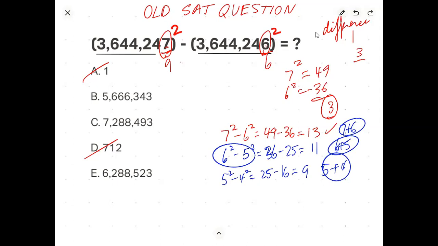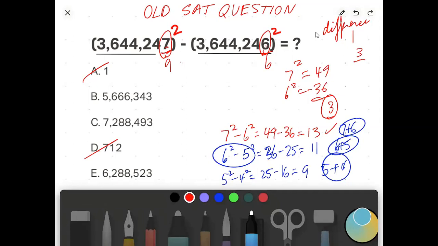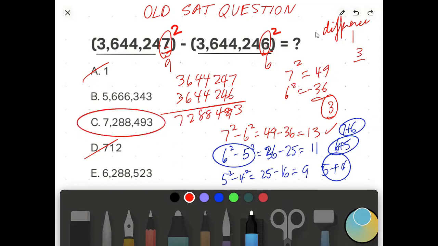So all I did was go 3,644,247 plus 3,644,246. It's going to be 7,288,493. Here's my answer.